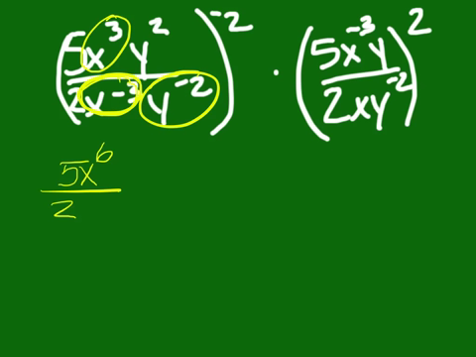What happens with this one? Goes to the top and becomes what? Combines with the already there y to the second and equals what? That's right. It goes to the top and combines with this one to make y to the 4th. And all of this is to the negative 2.